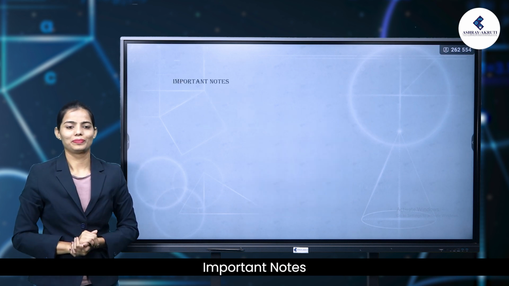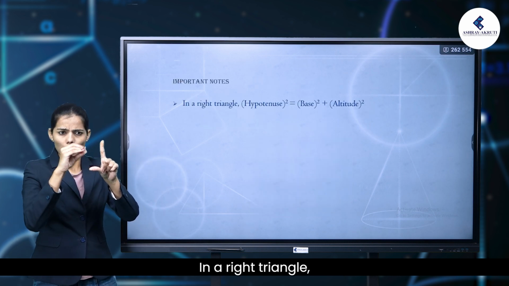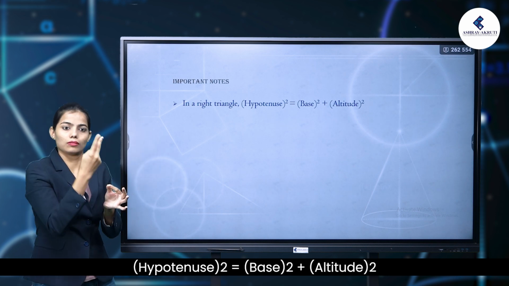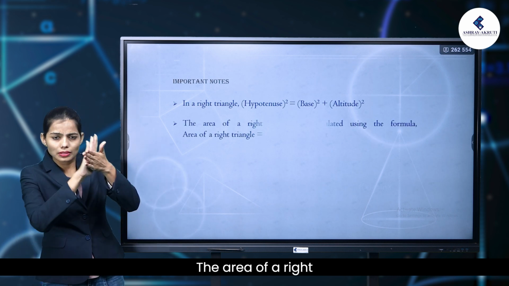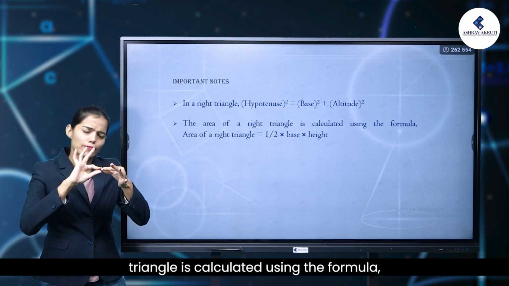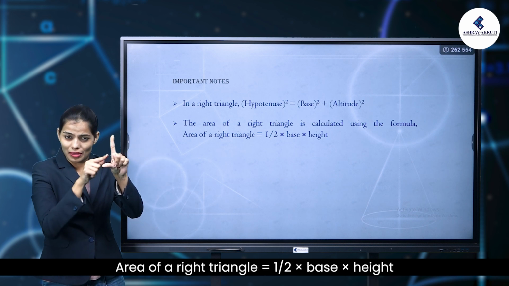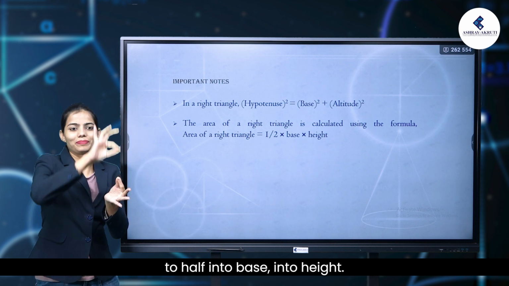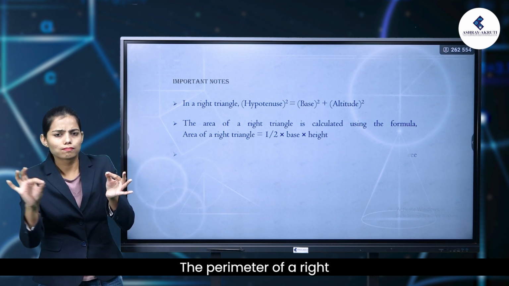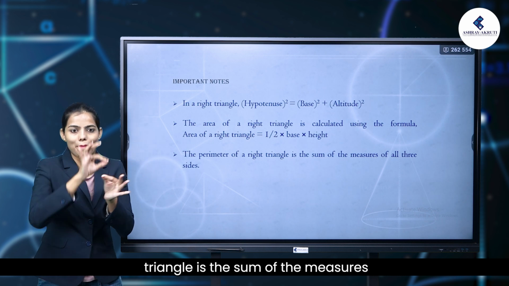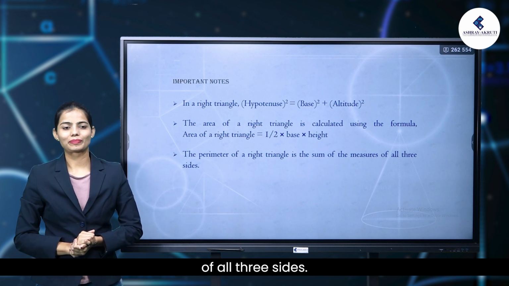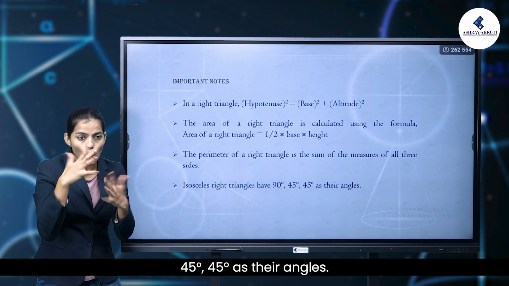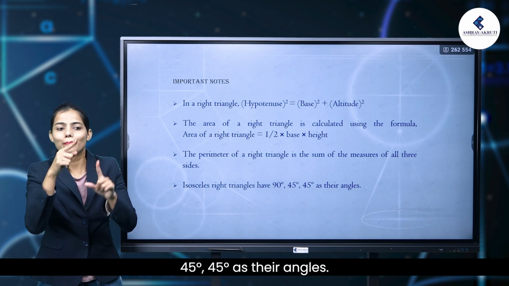Important notes. In a right triangle, hypotenuse square is equal to base square plus altitude square. The area of a right triangle is calculated using the formula: area of a right triangle is equal to half into base into height. The perimeter of a right triangle is the sum of the measures of all the three sides. Isosceles right triangles have 90 degrees, 45 degrees, 45 degrees as their angles.